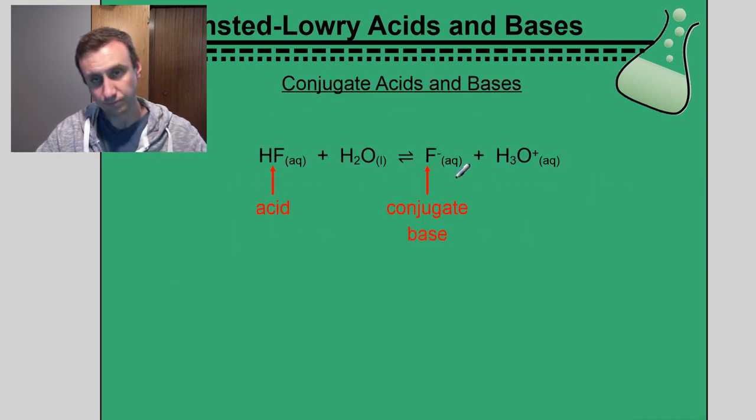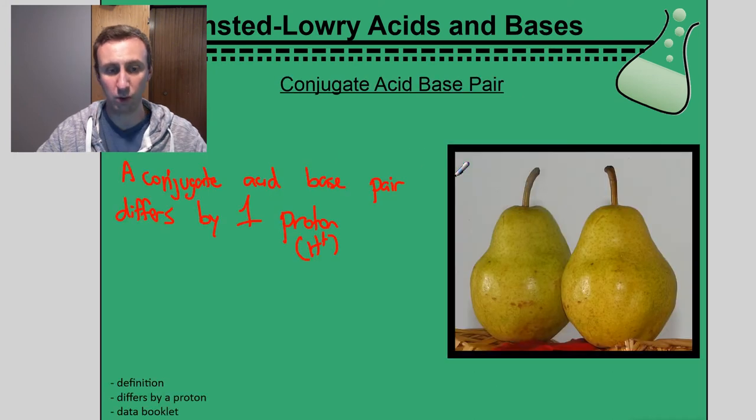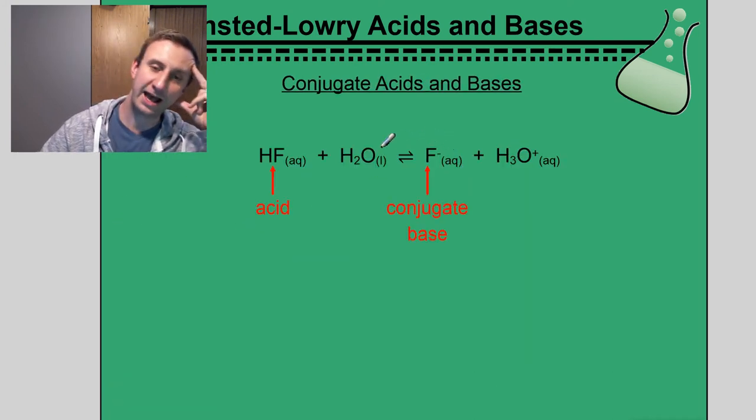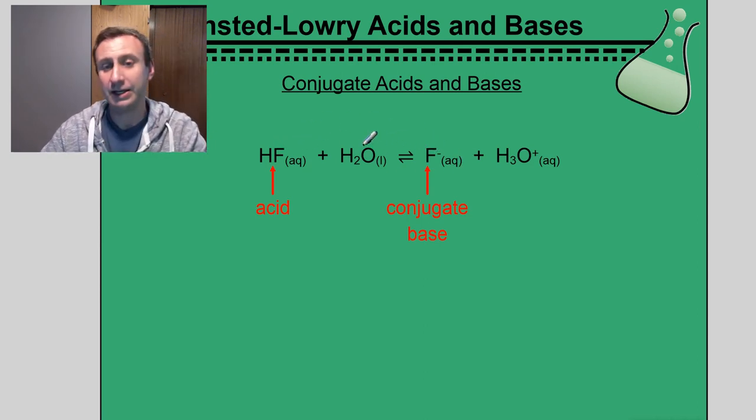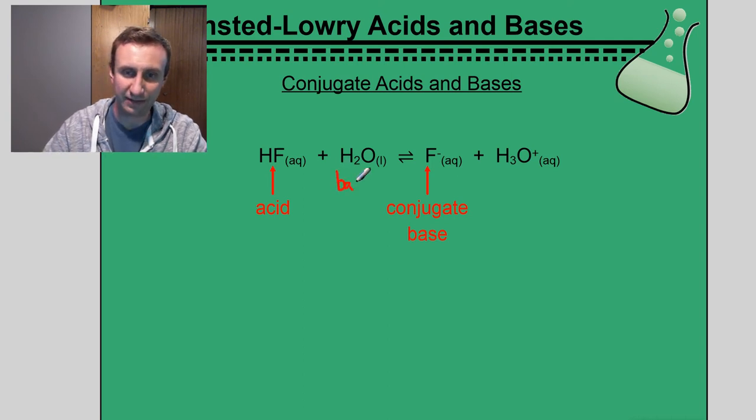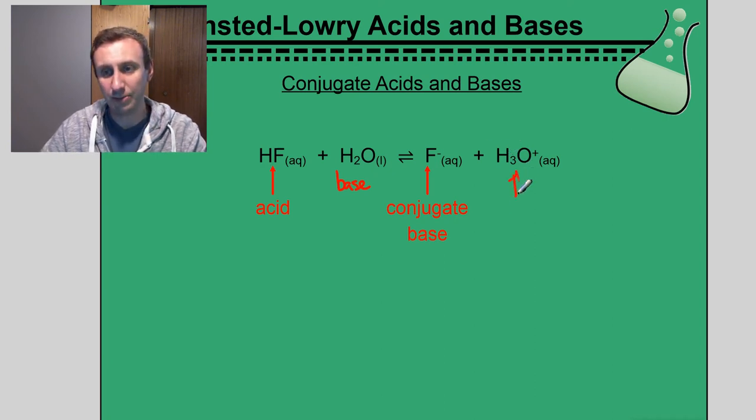Okay, back to where we were. So if I take a look at HF aqueous, H2O making F minus and H3O positive, here's my acid HF, my conjugate base is F minus because it lost a proton from here to here, and then I have H2O liquid, which is acting as my base in this scenario, right, because it accepts the proton to become hydronium, which makes hydronium my conjugate acid.